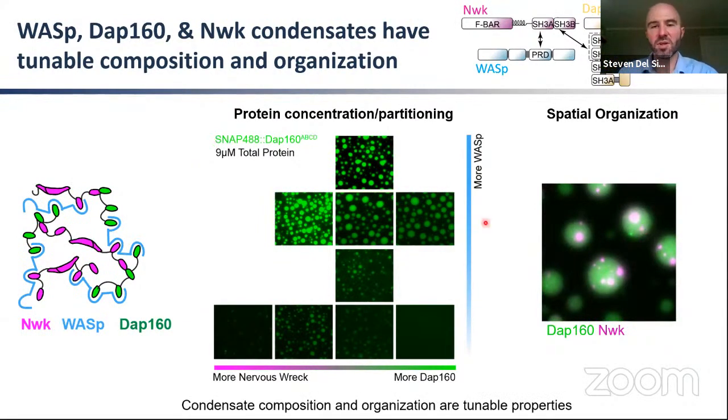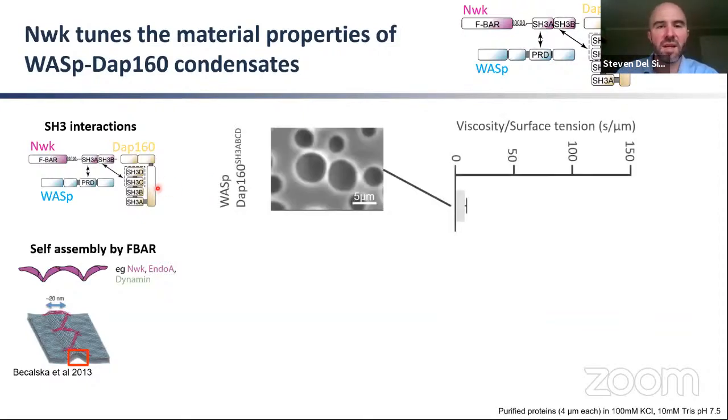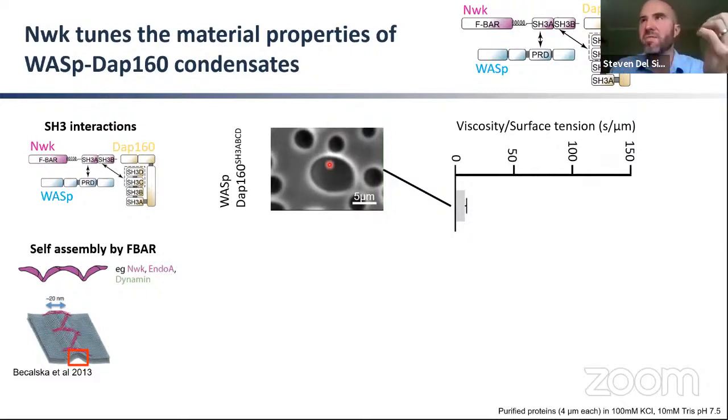And so we're still investigating the different protein interactions that are controlling all this, but the upshot is that these are tunable properties, and they can provide a really valuable system to understand how these behave at these very high concentrations. And we also know that they can control the material properties of these condensates. So I showed you that we can control what's inside them, but we can also control their physical properties. And so if you take a droplet that is just WASp and this DAP160 fragment, they behave very much like liquids.